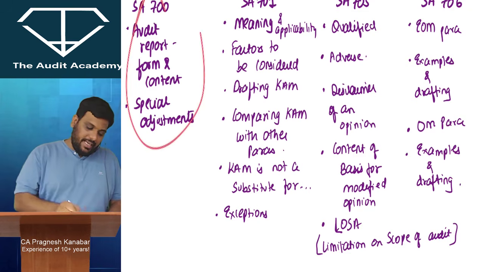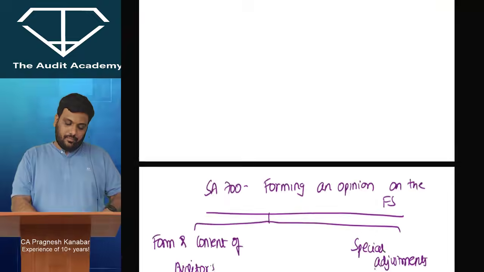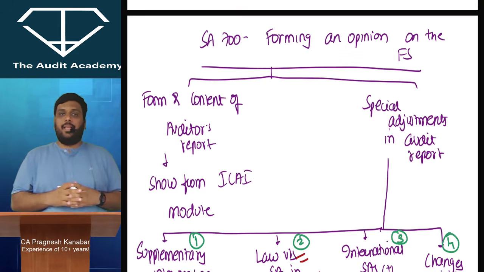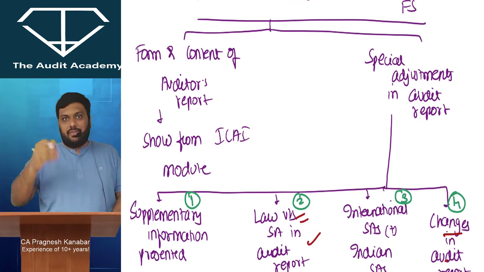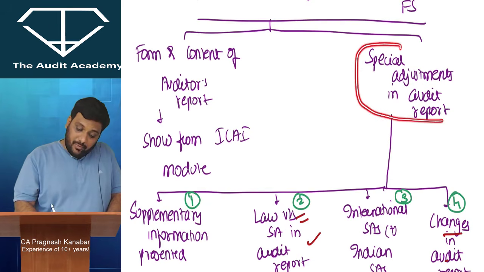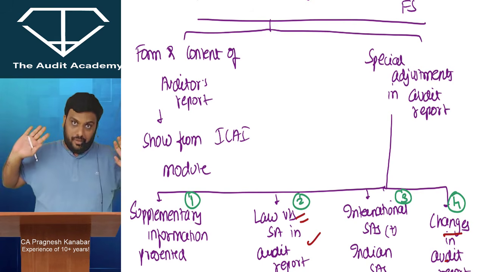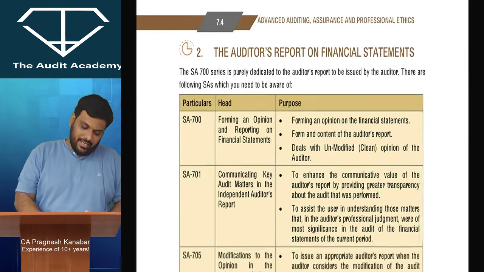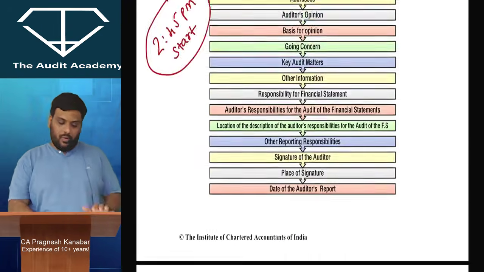Alright. Now only one essay is pending, that is SA 700. When we talk about SA 700, forming an opinion on the financial statements, there is this audit report format that they have given, which obviously is very sensitive. But in addition to that, they have given some special adjustments in the audit report. Those special adjustments are super sensitive. Alright, so listen to me very carefully. When it comes to audit report format, final year students are generally aware of it, so I don't want to waste too much time on that.